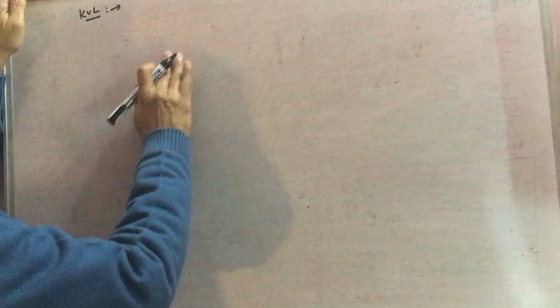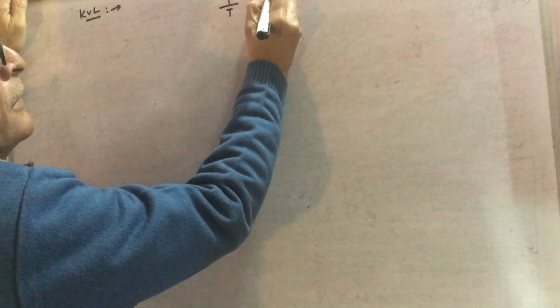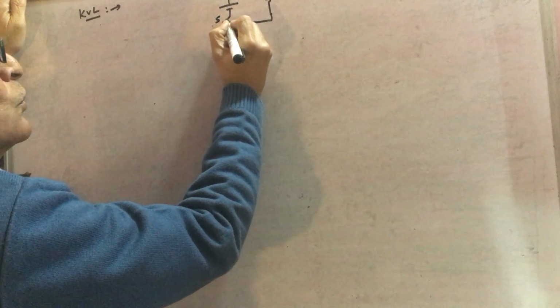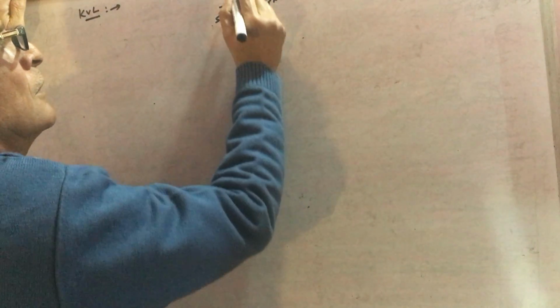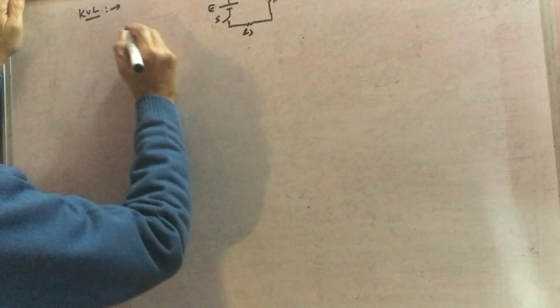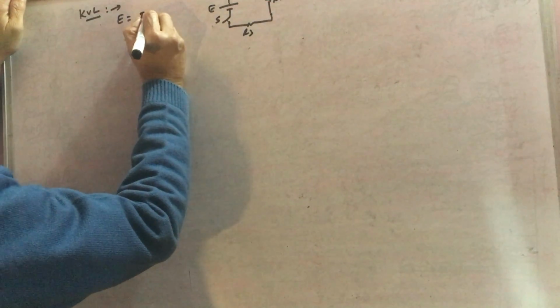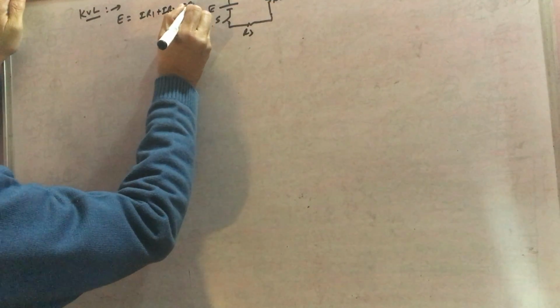Now, what is KVL? Kirchhoff voltage law. We have two laws, KVL and KCL. Kirchhoff voltage law: in any closed circuit, closed means this switch is closed, EMF applied is equal to sum of IR drops. So same current will flow through the circuit, IR1 plus IR2 plus IR3.